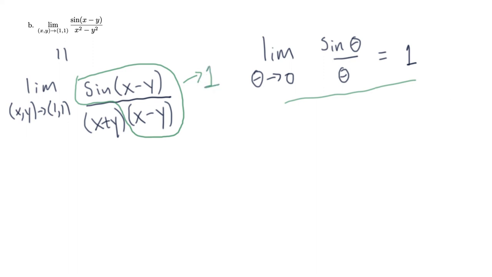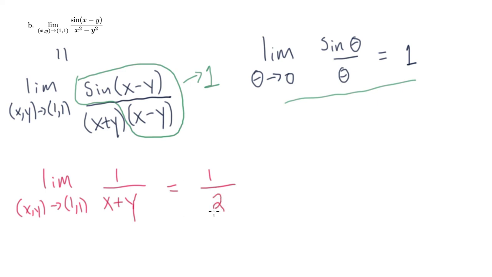But then what's left? What's left is 1 divided by x plus y. So I still need to take the limit as (x, y) approaches (1, 1) of 1 over x plus y. But this is not a problem because 1 over x plus y is continuous and that function is defined at x equals 1 and y equals 1. So this is equal to 1 divided by 1 plus 1, or 1/2.